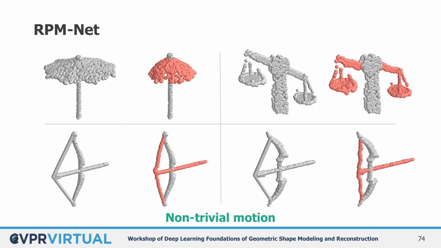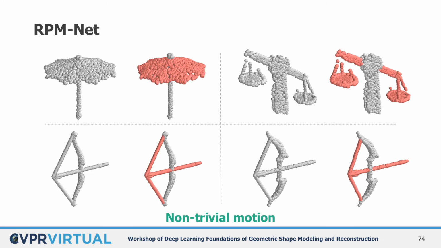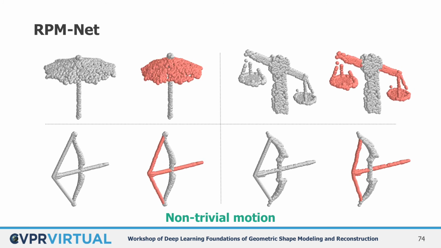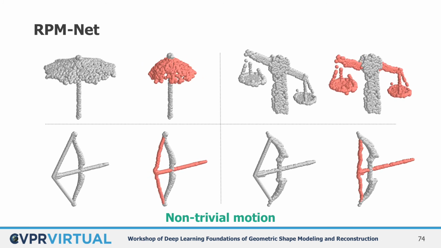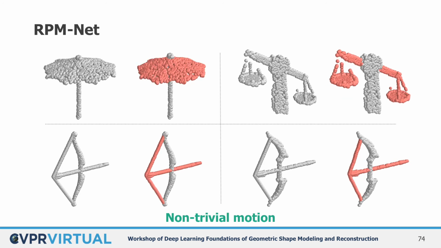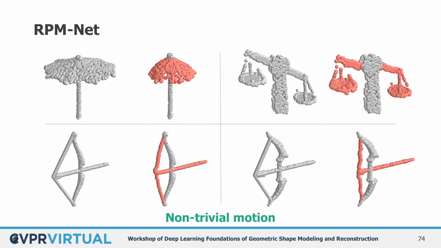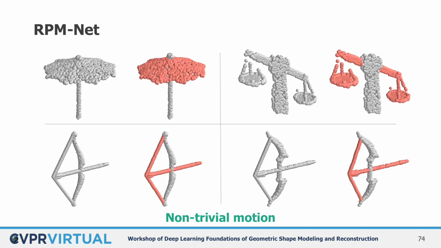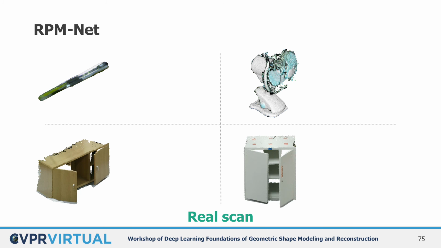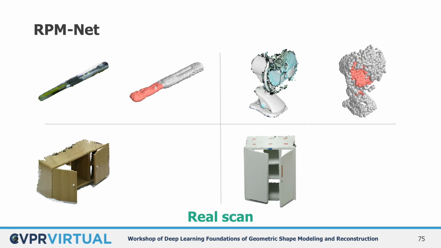Here we show that we can also apply our RPMNet on real scans of objects. The upper row shows small objects scanned with an ARTEC EVA scanner, while the lower row shows objects scanned with a Microsoft Kinect. We can see here that even if the scan is incomplete, our method can still predict reasonable motion.